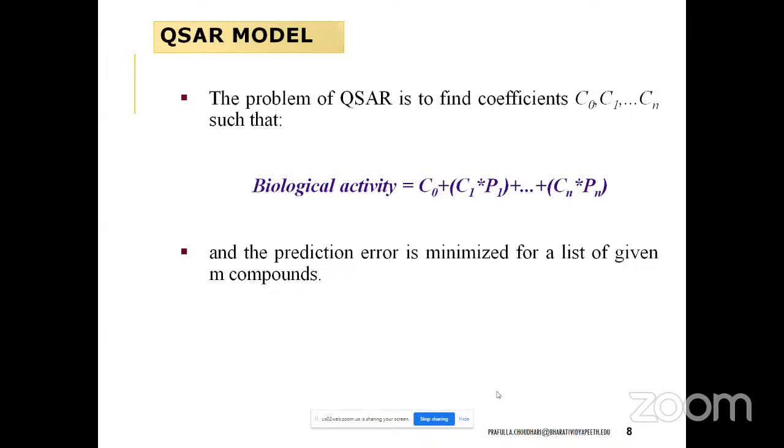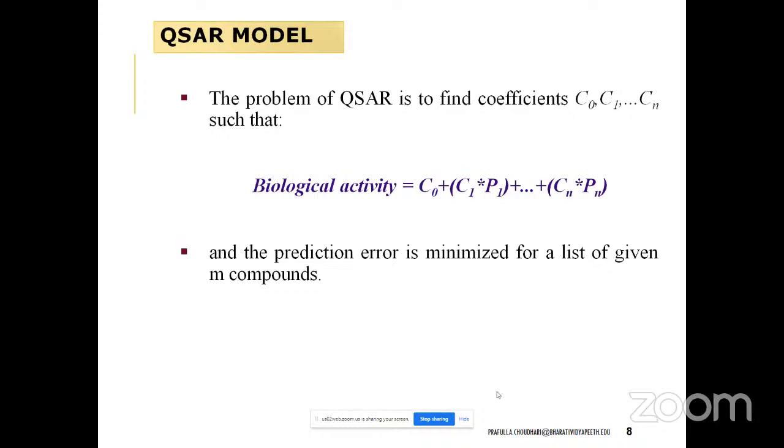Normally, when you see a QSR model, how does the QSR model look? Normally, the problem of QSR is to find a relationship between the biological activity and the physiochemical property. Any QSR model can be given in a simple way: biological activity is equal to C0 plus C1P1 plus up to CnPn, means that is the correlation between the properties and the biological activity.